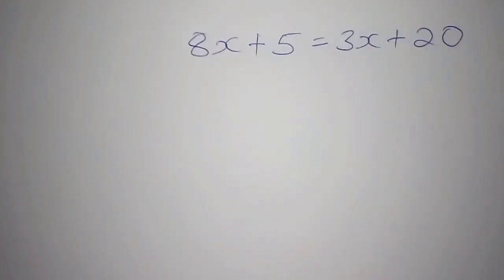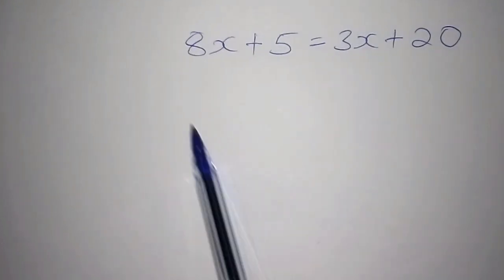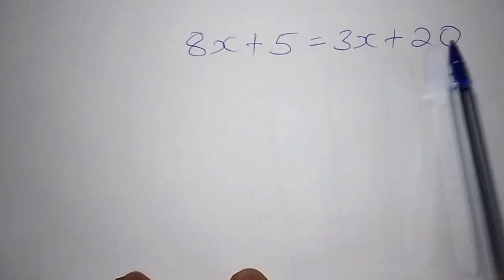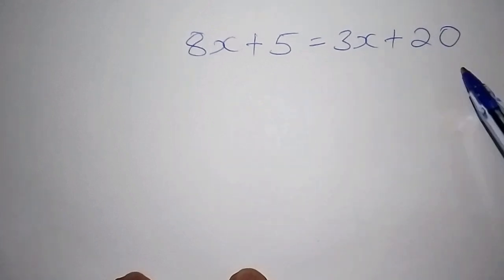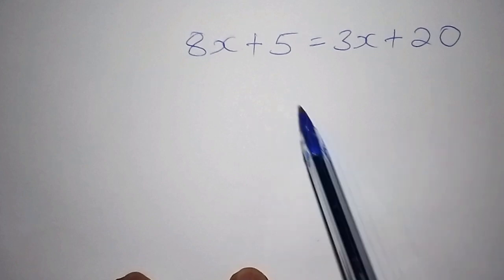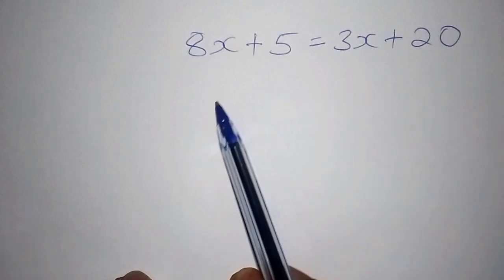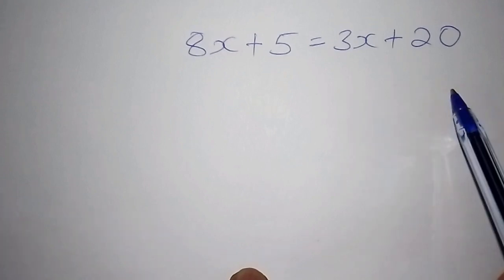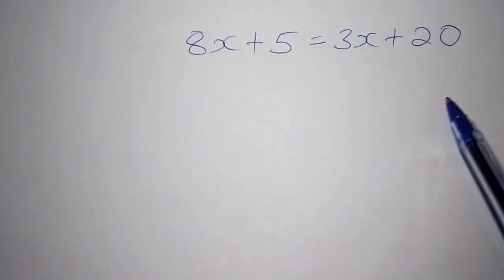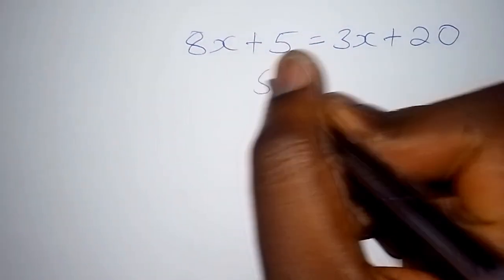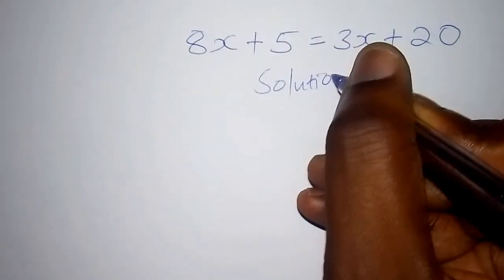Here we have 8x + 5 = 3x + 20. It asks to simplify this algebraic expression. If you also know how to work it out and you are an algebra guru, or that champion used to advanced expressions in algebra, share your answers with us in the comment section. Let's kickstart. Let's have now the solution to this problem.